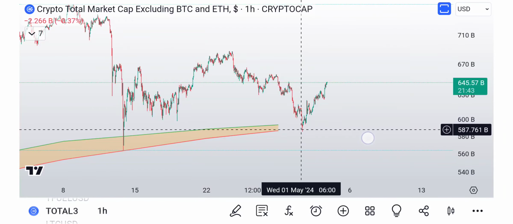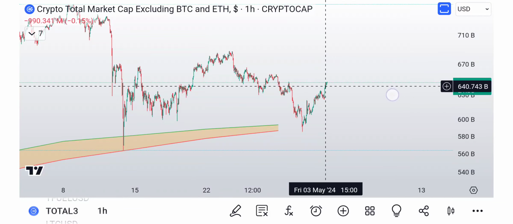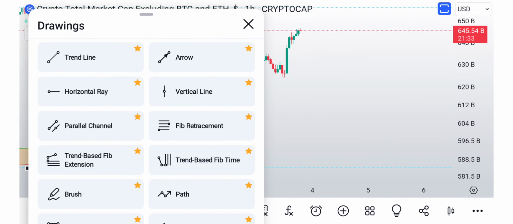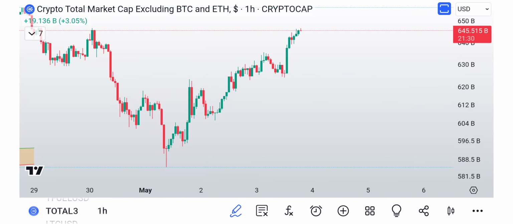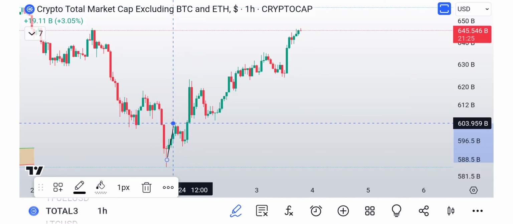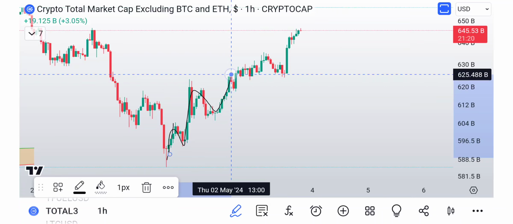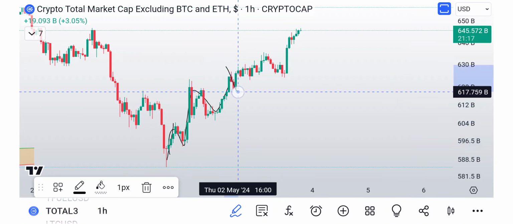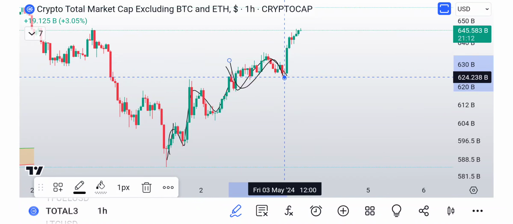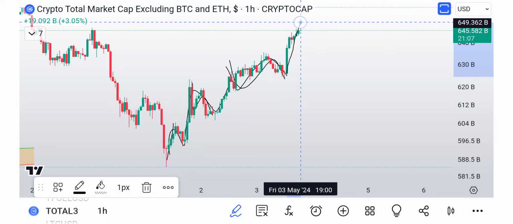We have 1, 2, 3, 4, and 5. Let me zoom in here so we can see that. So we have potentially, and this is important because, do we get 3 or 5? If we have 5, we could have a trend here. So we have 1, 2. I would say all of this is 3. And then inside 3, we have an A, B, C, a running flat in wave 4, right? An A, B, C in wave 2, and now we're in wave 5.